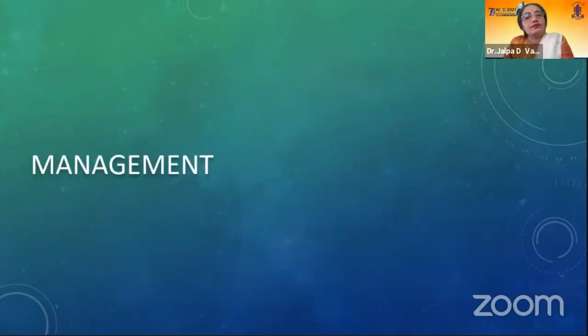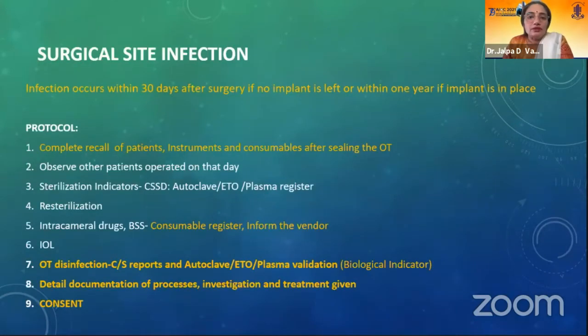Now, in case of infection, what to do, how to manage it? In NABH, the term endophthalmitis is considered a surgical site infection. As per CDC guidelines, SSI or surgical site infection is the infection that occurs within 30 days after surgery if no implant is left, or within 1 year if an implant is in place. So we know what to do.